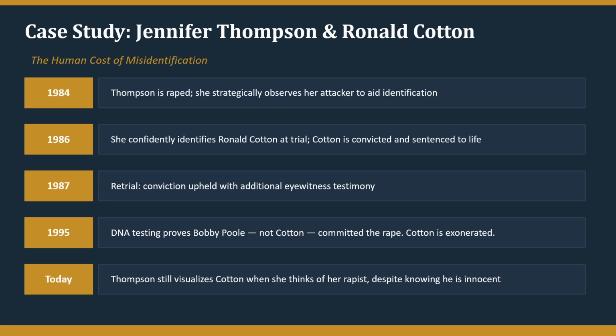Here's the detail that should stay with you from this case. Jennifer Thompson later wrote that even today, when she thinks of the man who raped her, she still sees Ronald Cotton's face, even though she knows with absolute certainty that Cotton is innocent. That is how deeply and permanently the identification process had corrupted her memory. She did not lie. She was not careless. She was a careful, motivated, highly engaged witness who did everything that she thought she was supposed to do, and she still sent an innocent man to prison for over a decade.